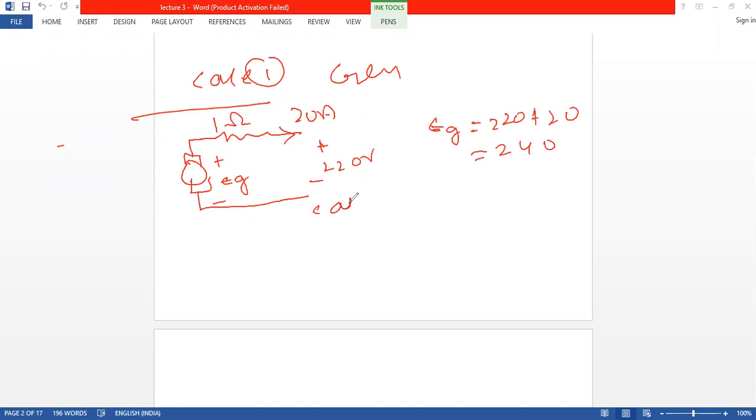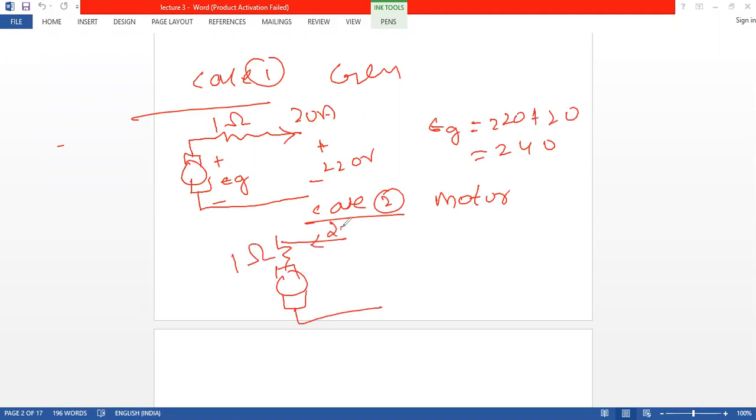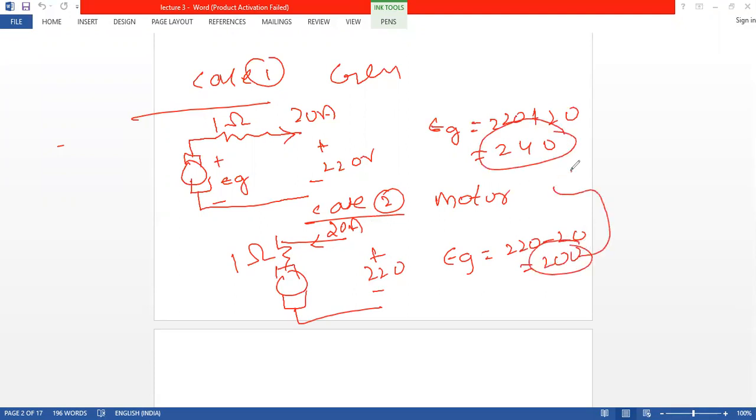Now case 2. What is this? Motor. For the motor, you can say this is 1 ohm. Now the current direction has changed, 20 amperes. Now this is 220 volt. Now what is EG? EG is 220 minus 20, 200 volt. So what is the difference between these 220 and 200? Tell me. Answer is 40 volt. So option C is correct.